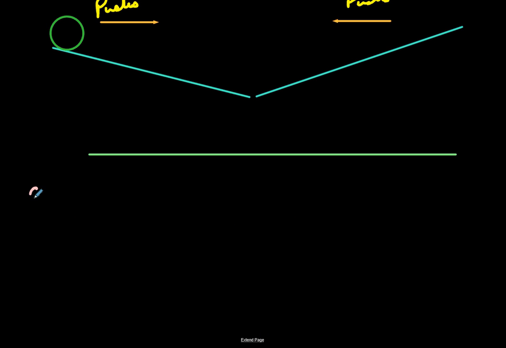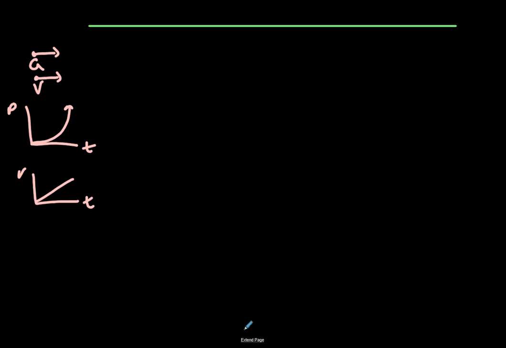So we'll just write it down. We've got a positive acceleration and a positive velocity. We get this. We get a positive increasing slope on our position time graph. We get a velocity time graph that looks like this. And we get an acceleration time graph that is just straight up positive, right?